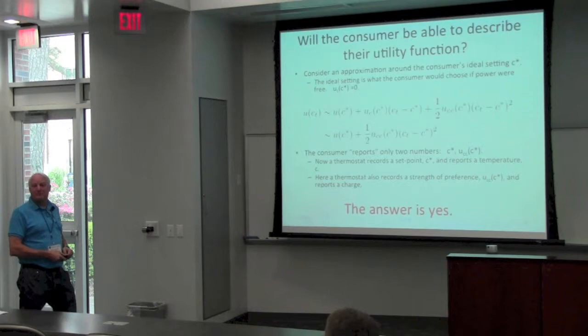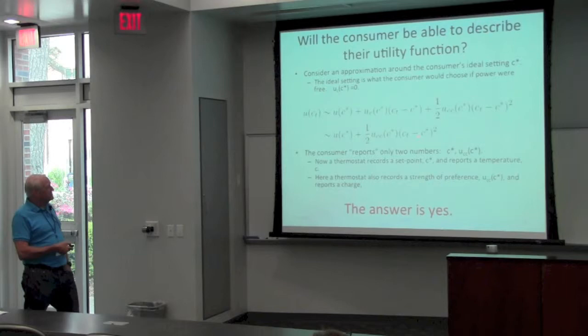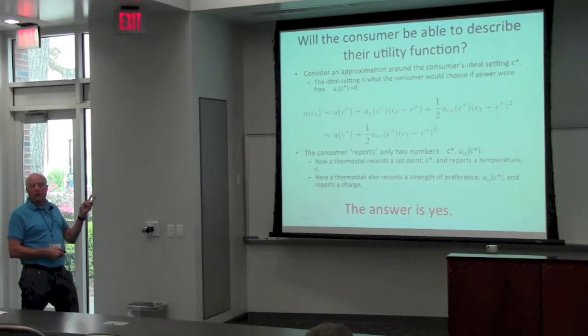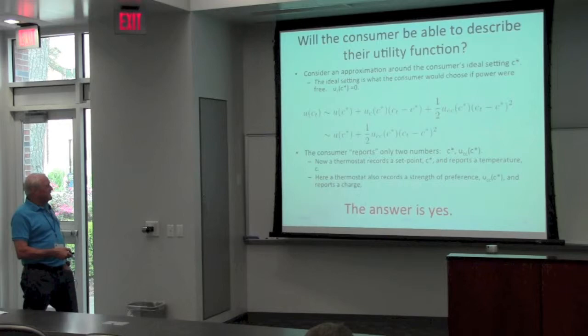And we approximate the utility function around there, and basically I don't have to worry much about the constant term. The consumer really only needs to report two numbers to describe this utility function. One is its ideal setting point, and the other is the second derivative. So just these two numbers are required to be reported. Okay? And so now a thermostat records a set point and reports a temperature.